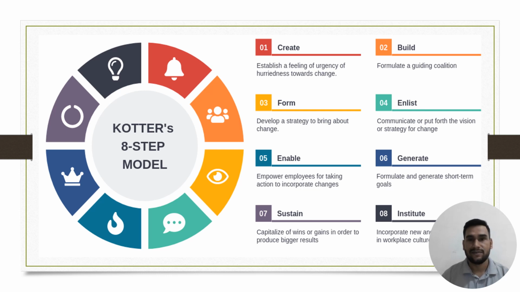In the next slide, you can see the Kotter 8-step model in a graphical or pictorial view. The first one is create: establish a feeling of urgency towards the changes. The second one is build: formulate a guiding coalition. The third one is form: develop a strategy and bring about the changes. Fourth one is enlist: communicate or put forth the vision or strategy for change. Fifth one is enable: empower employees to take action on the changes.